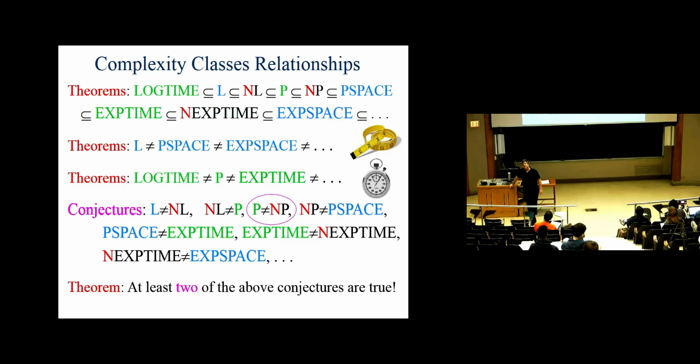And another piece of evidence is that for 50, 60 years, we tried very, very hard to come up with efficient deterministic algorithms for a lot of problems in NP and failed, for the NP-complete problems in particular.